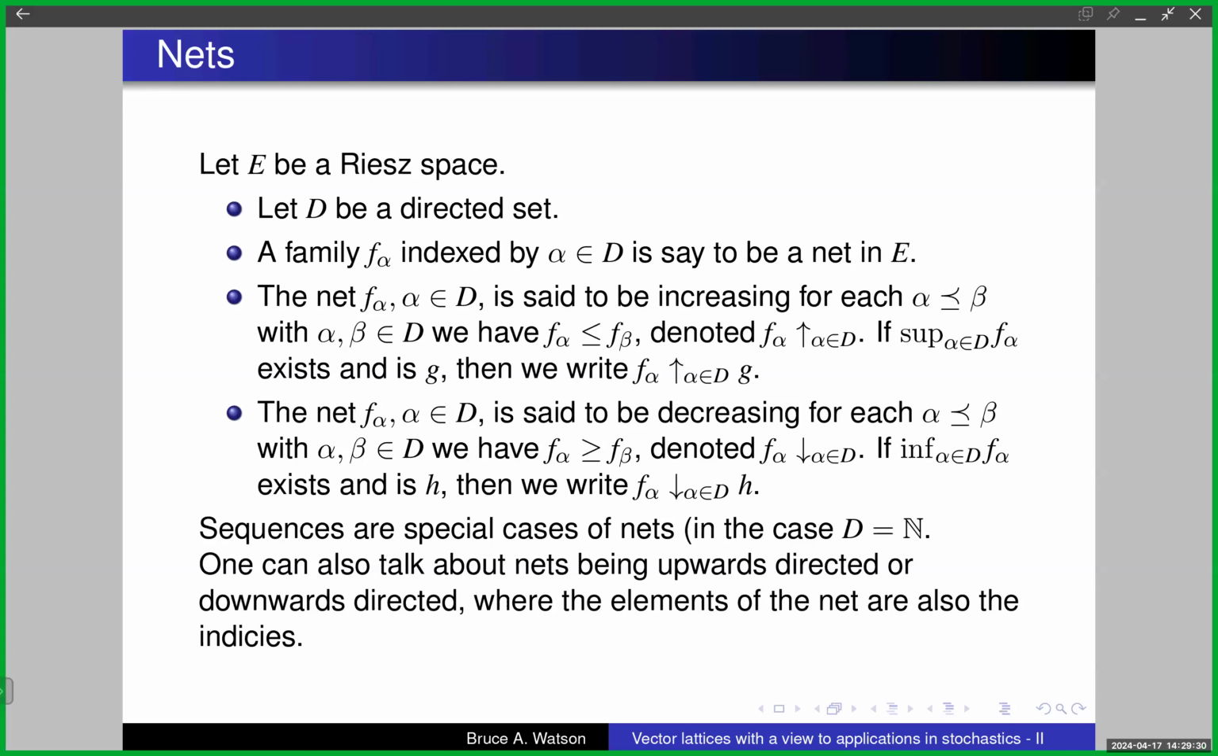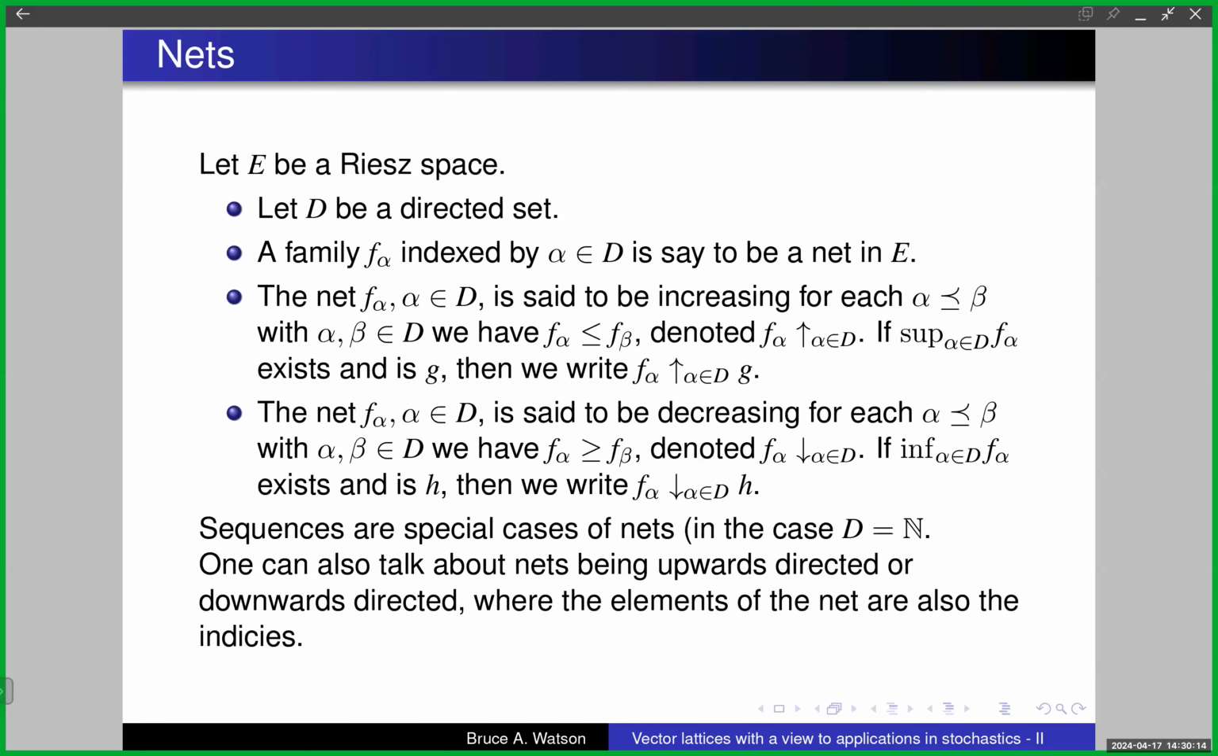Similarly, we can do the same for a decreasing net. So if we have a net and if alpha is below beta gives that f_alpha is greater than or equal to f_beta, we write that f_alpha has a down arrow in alpha. And if its infimum exists and is, say, h, we write that f_alpha down arrow h. Special cases of nets are sequences. For instance, this is when we take our index set D to be the naturals.